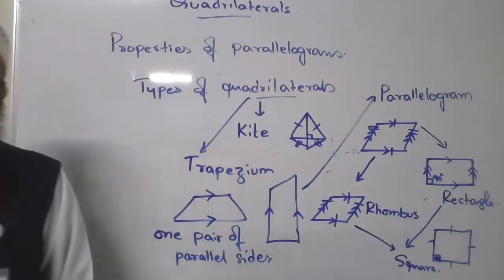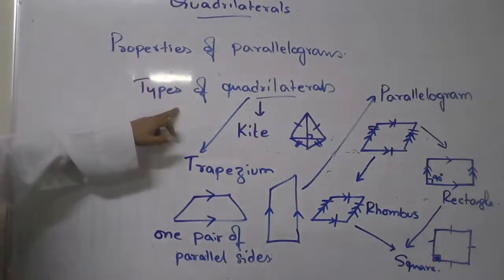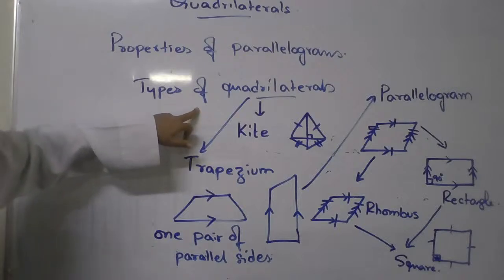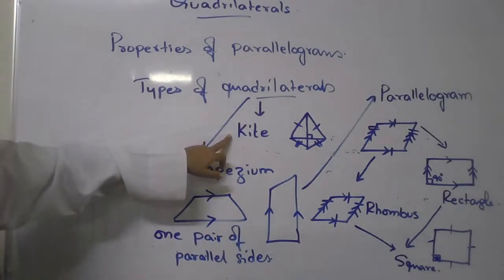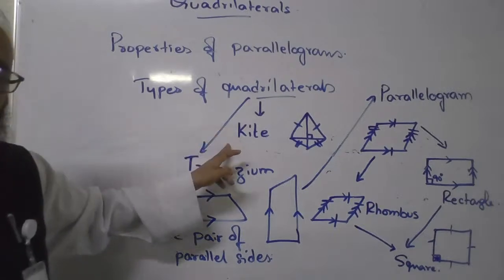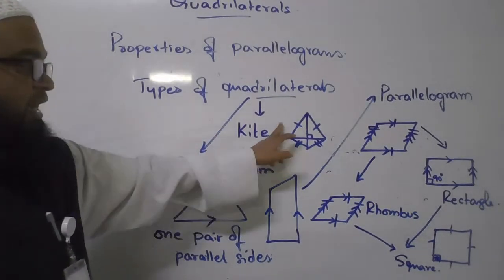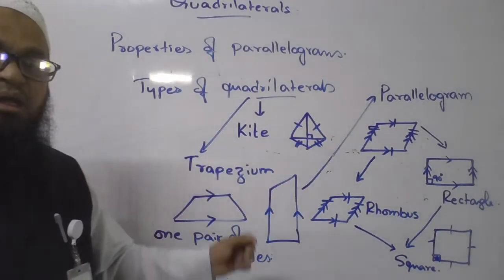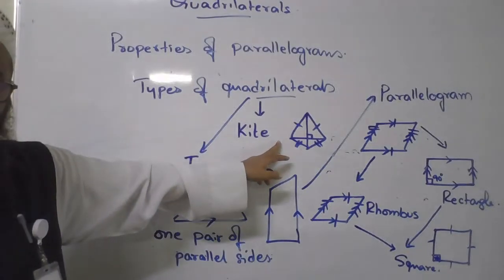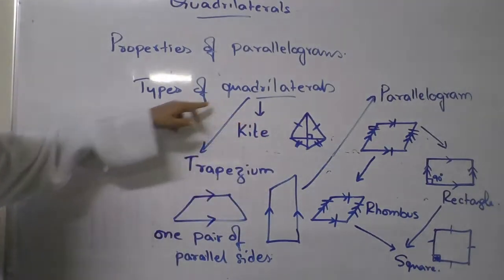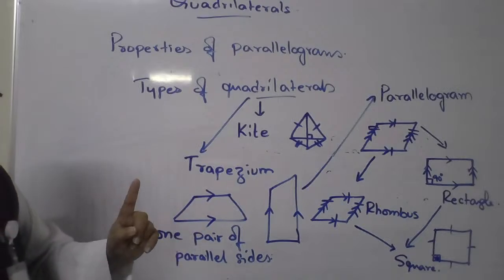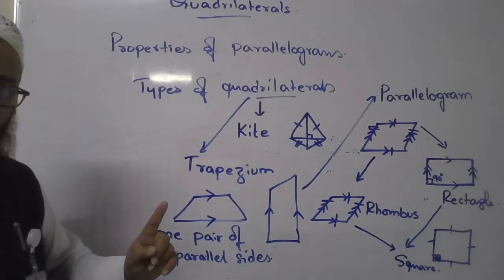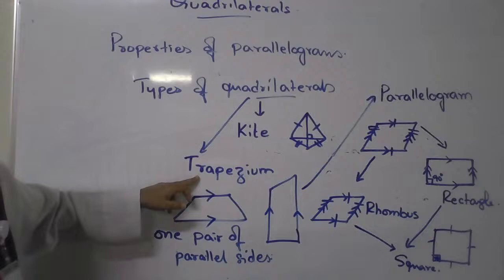Do you understand? So these are the types of quadrilaterals. A quadrilateral is a four-sided polygon. And what are the types of quadrilaterals? With special features, if you have adjacent sides equal, then it is a kite. And with the special condition that only one pair of opposite sides is parallel, then it is a trapezium.